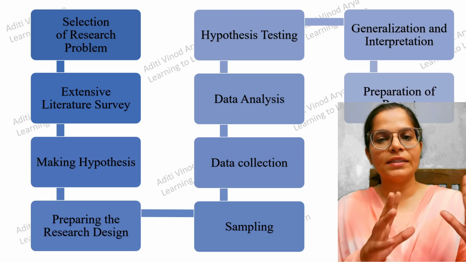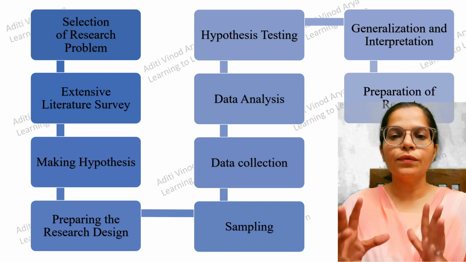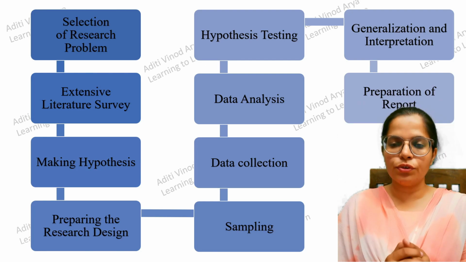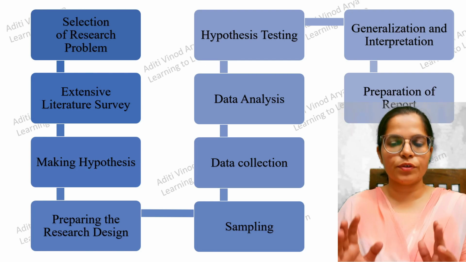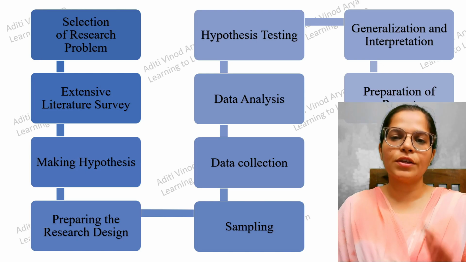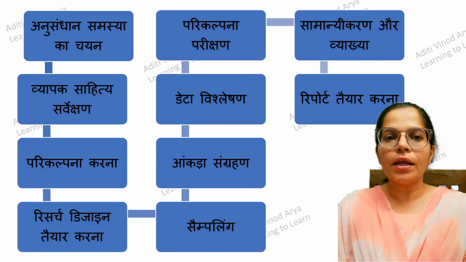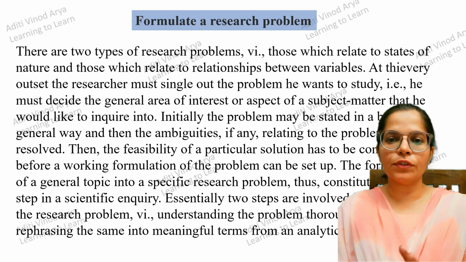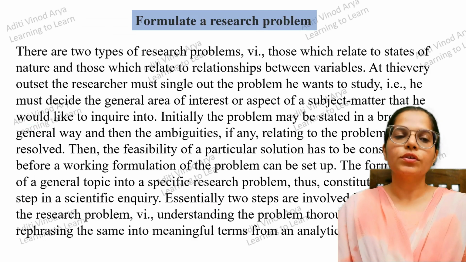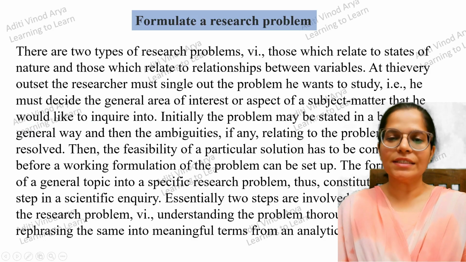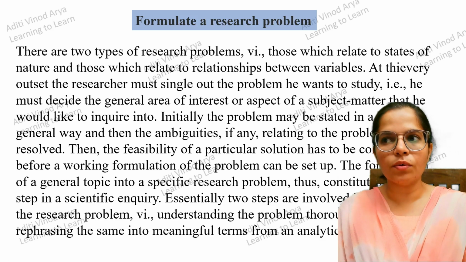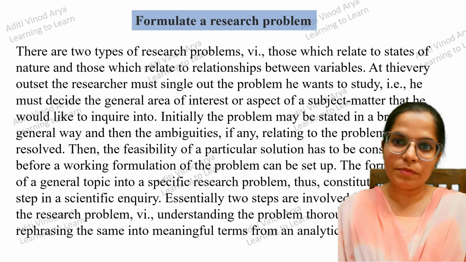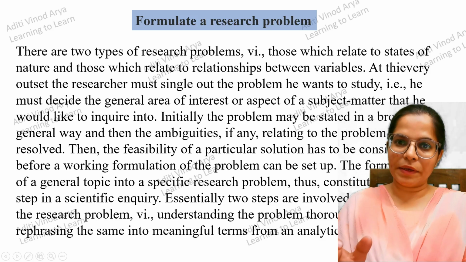As you can see here, this is the entire procedure which you need to follow if you want to do a particular type of research. The research will start from selection of a research problem. This is the first and foremost step in research. Suppose you want to start a research, you need to find out what kind of research problems or research topic there are.